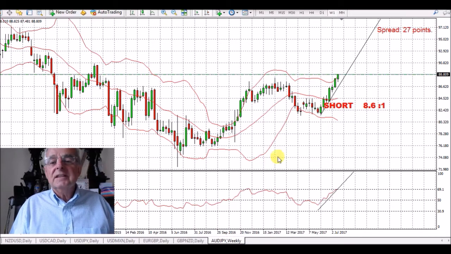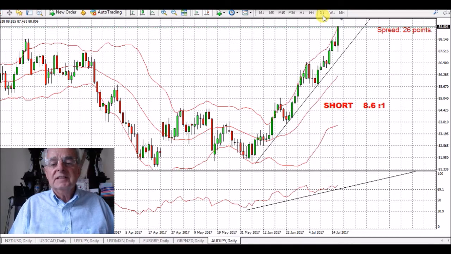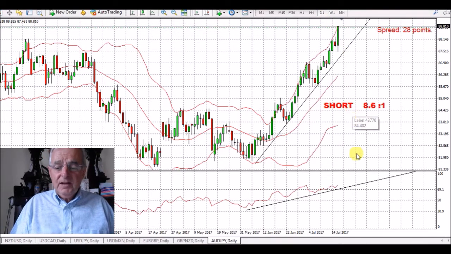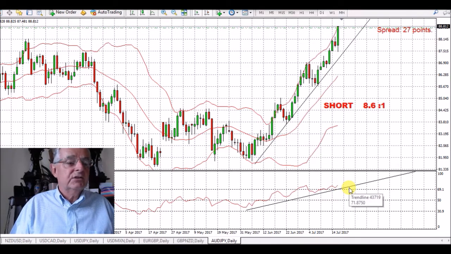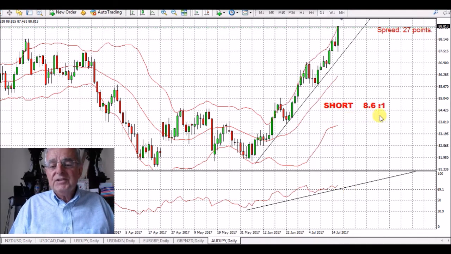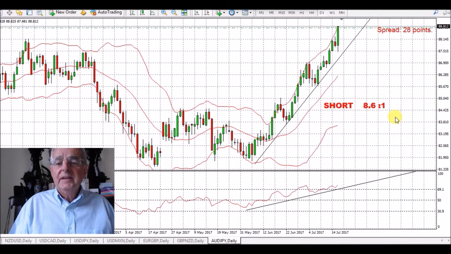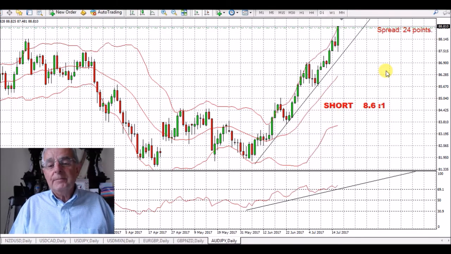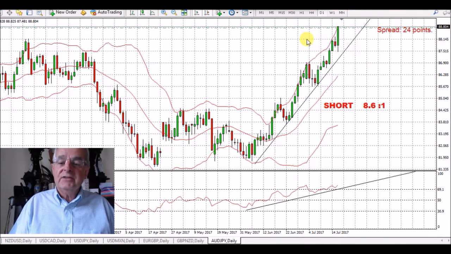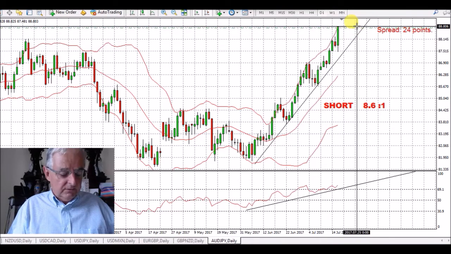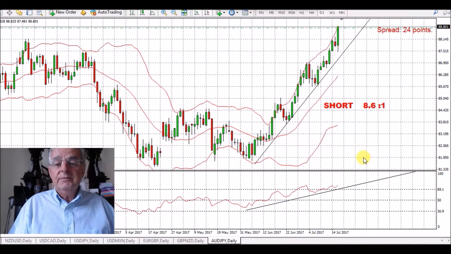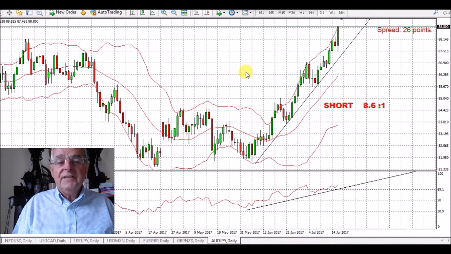AUD Japanese yen. This is quite interesting, and again I'm on a weekly chart. This is a daily chart. We're looking for this to cross the RSI to signal a short. We're 8.6 to 1 short the pair. Obviously long the Japanese yen, short the Australian dollar. So there is a lot of downside in this, and I'm hoping to really catch into it on the way down. You've got nearly 700 pips short. So we'll see how that goes.